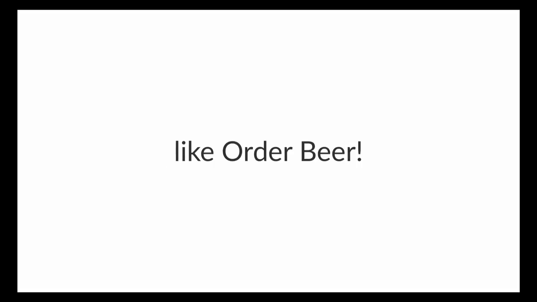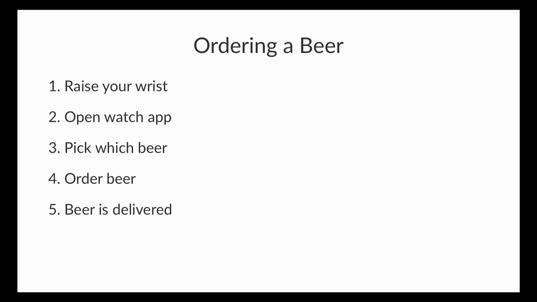So for the demo here today, we're going to build an app from the ground up. And it's going to order a beer, because I don't have an app on my watch that orders a beer yet, and that's something I'd really like to have. So we're going to make an app for the Apple Watch that orders a beer. Just to walk you through what it looks like if you've never ordered beer before. The first step is to raise your wrist, like this. The second step is to open your watch app. Pick which beer you want to order. Order your beer by presumably tapping on a button, and wait for your beer to be delivered.